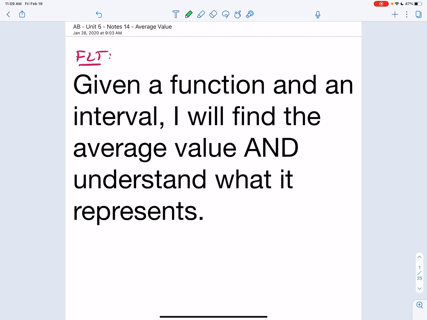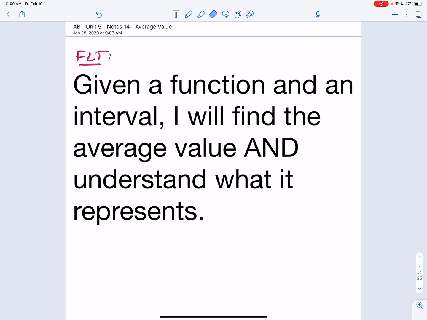Hey everyone, this is Unit 5, notes number 14, average value, okay? Go ahead and write down the FLT here. You will need to briefly have your graphing calculator, so go ahead and make sure you have that out as well.